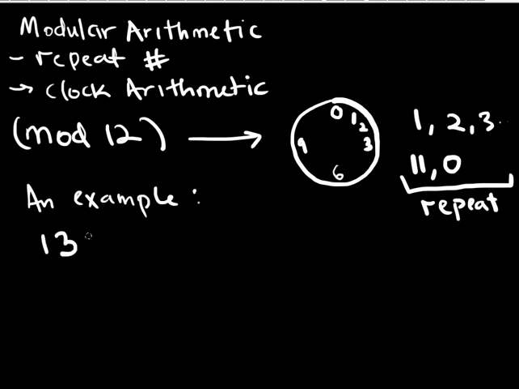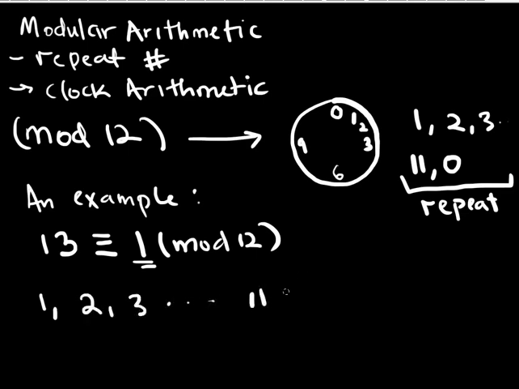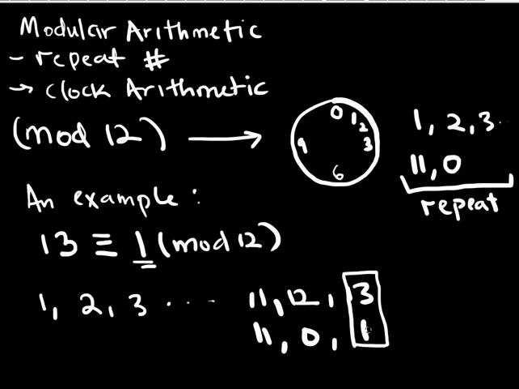An example: what would 13 be in mode 12? We would say 13 is congruent to 1 in mode 12. So how did we get 1? We know that it goes from 1, 2, 3, up to 11. We have 12 and 13, but in mode 12 we would have 11, then 0, and back to 1. This is what we refer to as 13 congruent to 1 in mode 12.